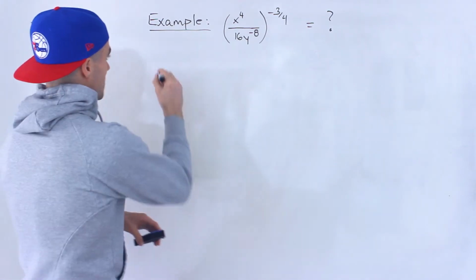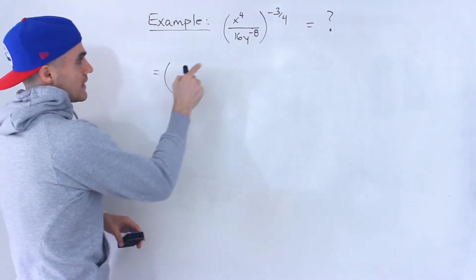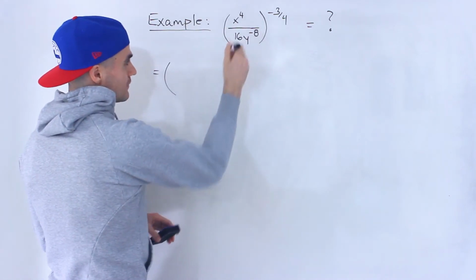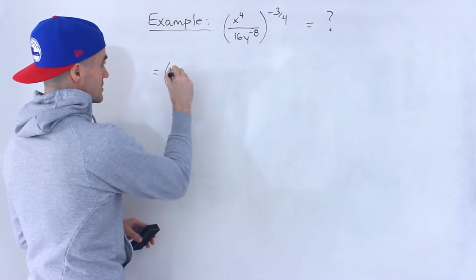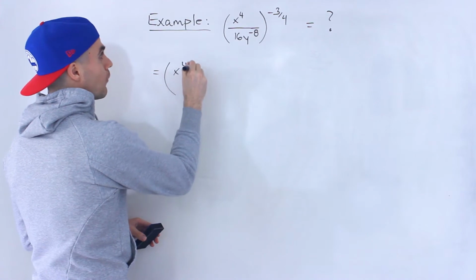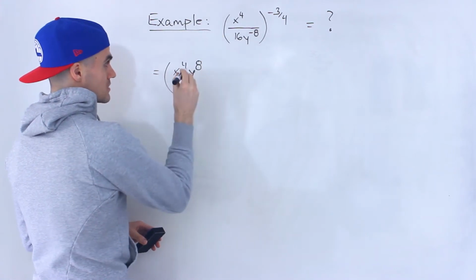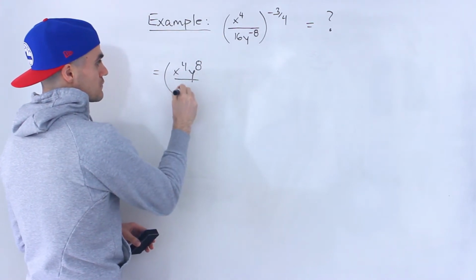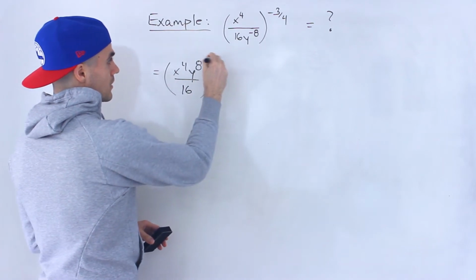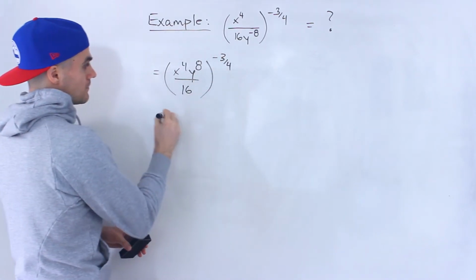So first thing I'm going to do is rewrite this bracket over here. Negative exponents, I always like to try to turn to positive exponents if possible. So I'm going to bring that y to the negative 8 over to the top, and then it becomes a positive. 16 stays on the bottom, then we got the negative 3 over 4 here.